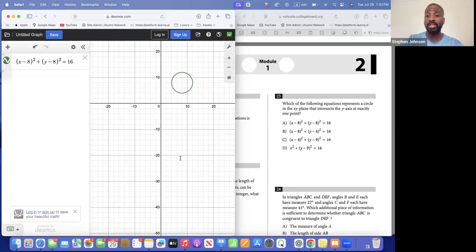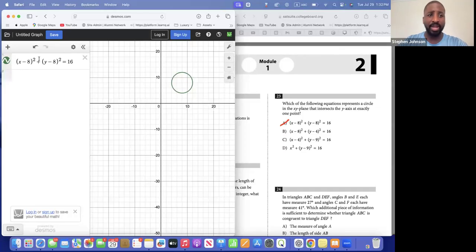Okay. But the question tells me that the circle should intersect the y-axis at exactly one point. It does not, which means that choice A is not correct, right? So I'm just going to make sure that we're following the instructions there. So now I'm going to try choice B.